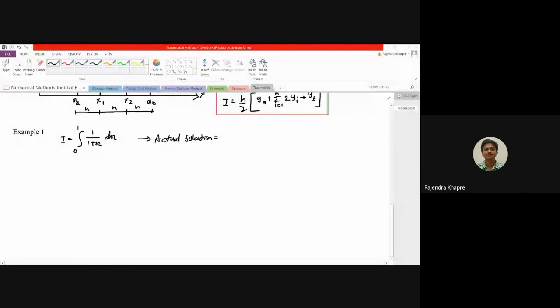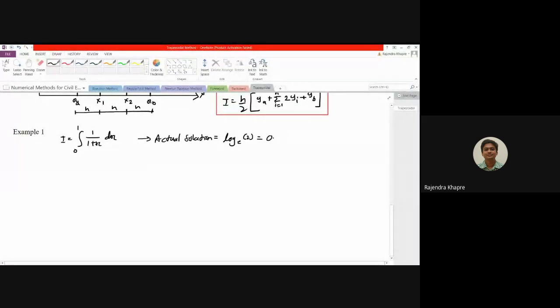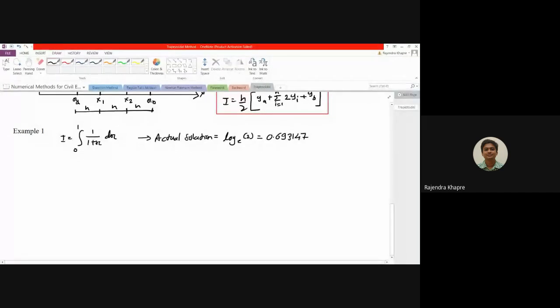Its actual solution is log to the base e of 2, and its corresponding value is 0.693147. So this is the actual solution. We'll try to find out what exactly is happening. Okay, so let me start with the solution then.